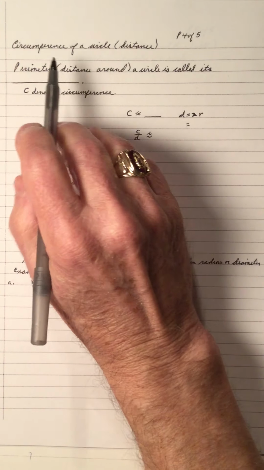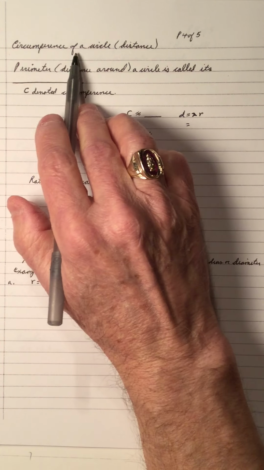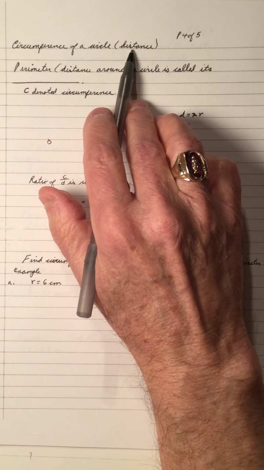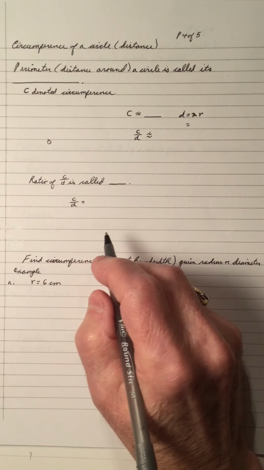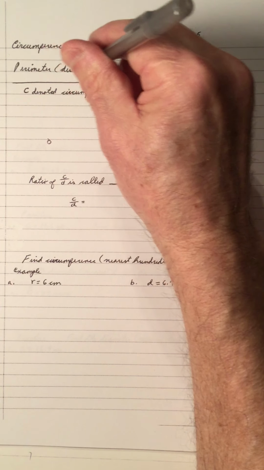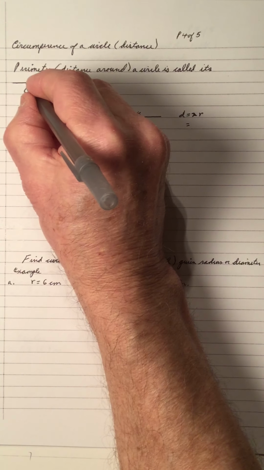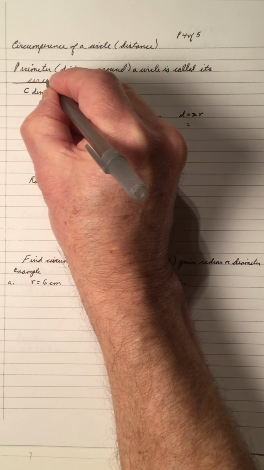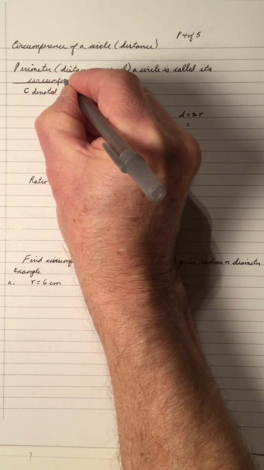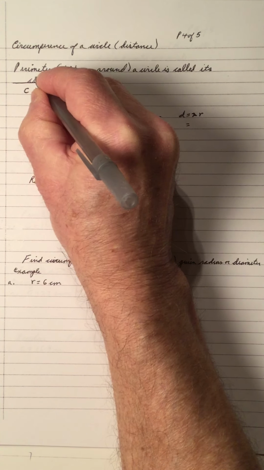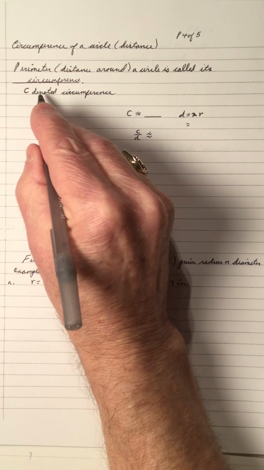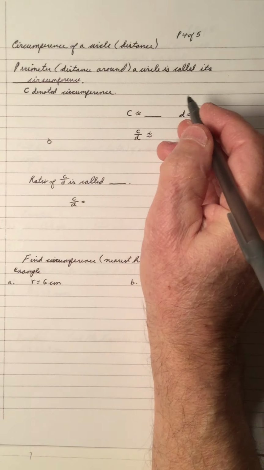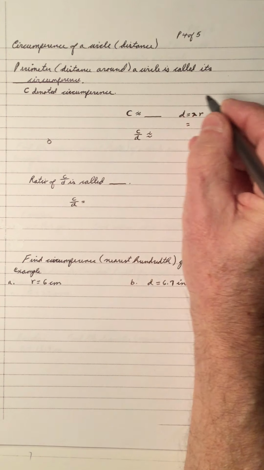Now let's go on to what we call the other part of the circle, the circumference of the circle. The circumference, notice distance. I'm talking about the distance around the circle. The perimeter, or the distance around the circle, is called a circumference. Circumference is the distance around the circle, which is the perimeter of the circle. C denotes circumference.